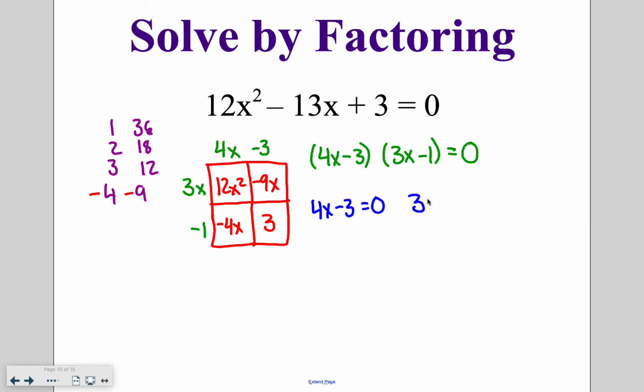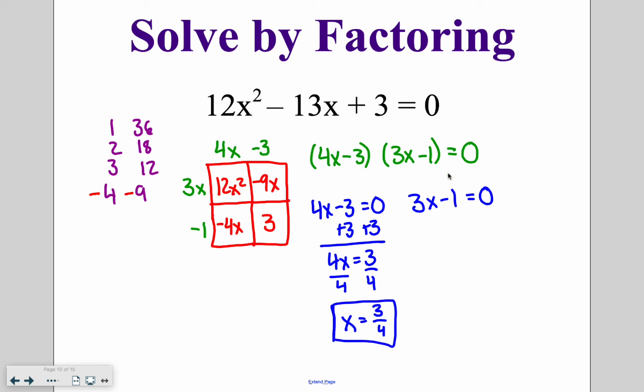The second one being 3x minus 1 is equal to 0. As I solve the first one, I add 3 to both sides, and I get 4x is equal to 3. Dividing by 4, 3 can't be divided by 4, so my answer is a fraction. X is equal to 3/4.